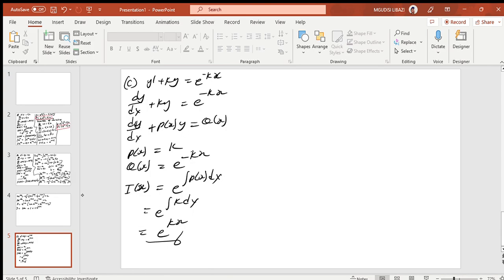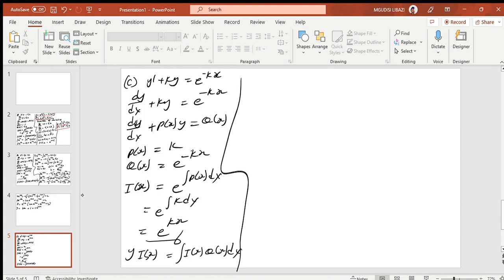So now the general equation is I of x multiplied by y, which is the integral of I of x multiplied by q of x multiplied by dx. So now we're going to have y multiplied by I of x, which is e raised to kx, and that is equal to the integral of e raised to kx multiplied by q of x, which is e raised to negative kx, and then multiplied by dx.